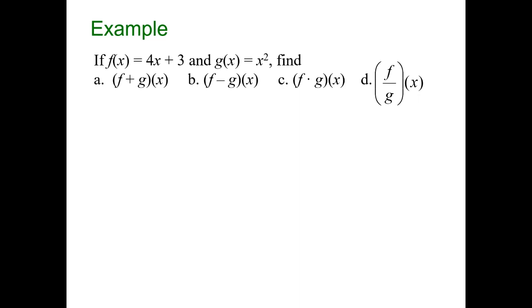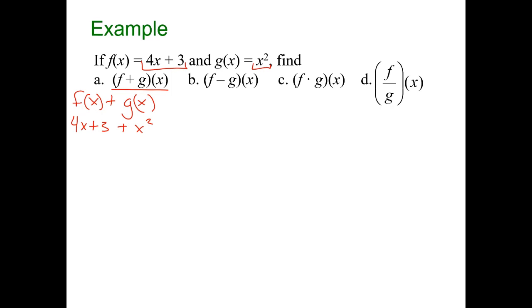So I'm going to start with f plus g of x. f plus g of x is f of x plus g of x. We can write it separately. And then we look in our problem and see, well, f of x equals 4x plus 3. So I'm going to replace f of x with 4x plus 3. And then I'm going to take g of x and replace it with x squared.